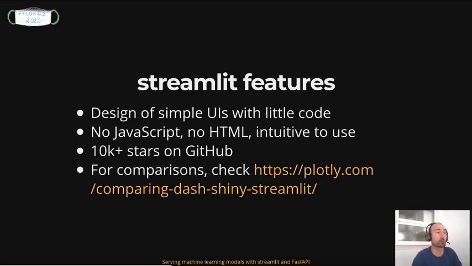Streamlit is pretty intuitive to use. You essentially just write one line of code, and this is translated by the library into a widget in your user interface. The project has become pretty popular. It has 10,000 stars on GitHub. And if you want to compare it with other frameworks like Dash or Shiny, which is popular among our users, you can check this webpage on plotly.com.